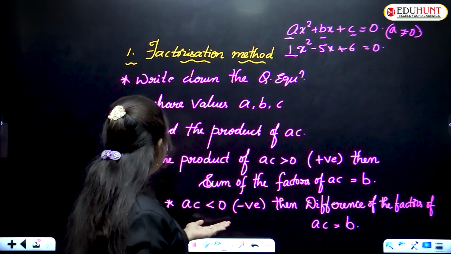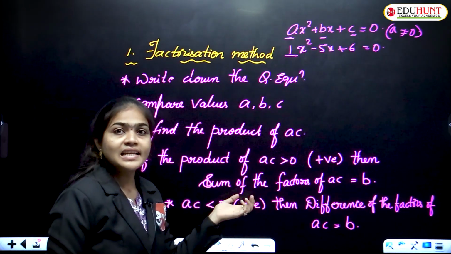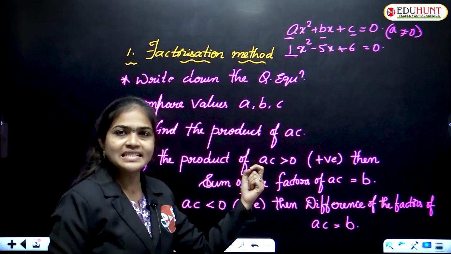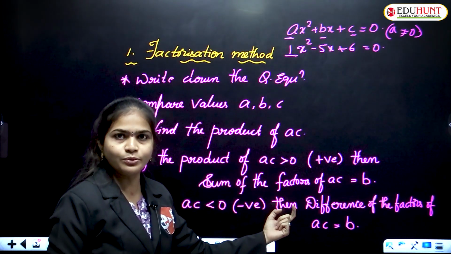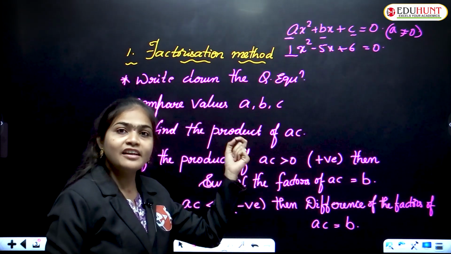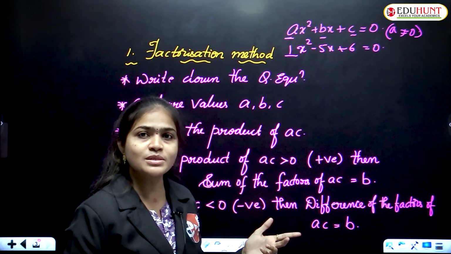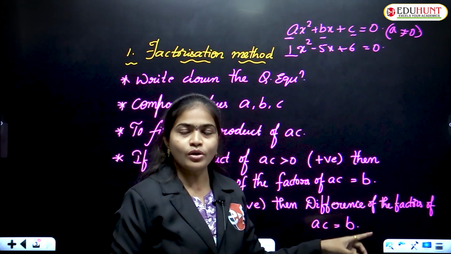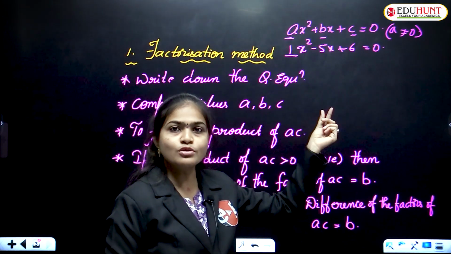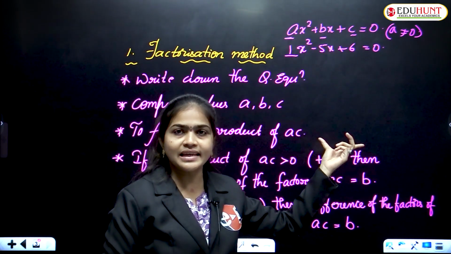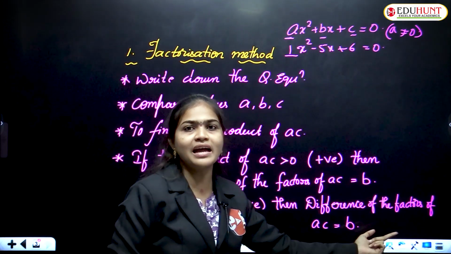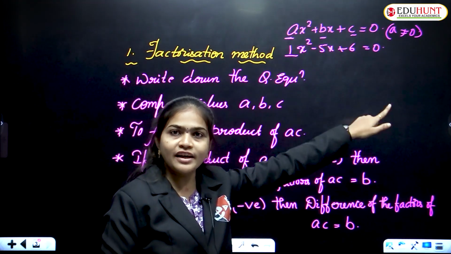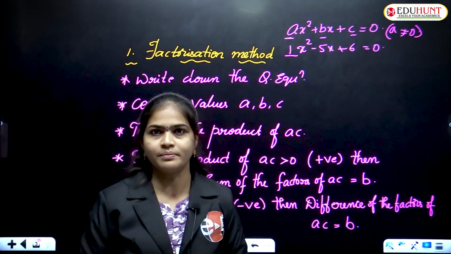Understand? And the next one is AC is less than 0. If the product of AC is less than 0, which means a negative value, then we have to take the difference of the factors of AC. We get one value for AC, so we have to take the factors of that AC, and the difference of those factors should be equal to the B value in the given equation.